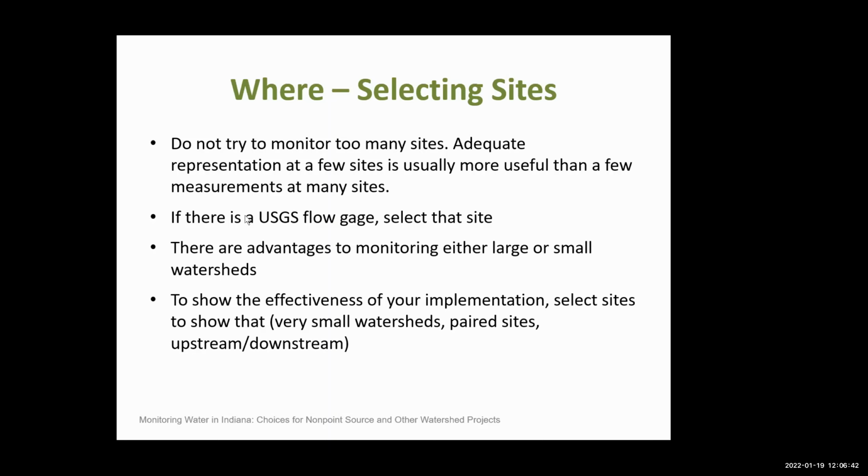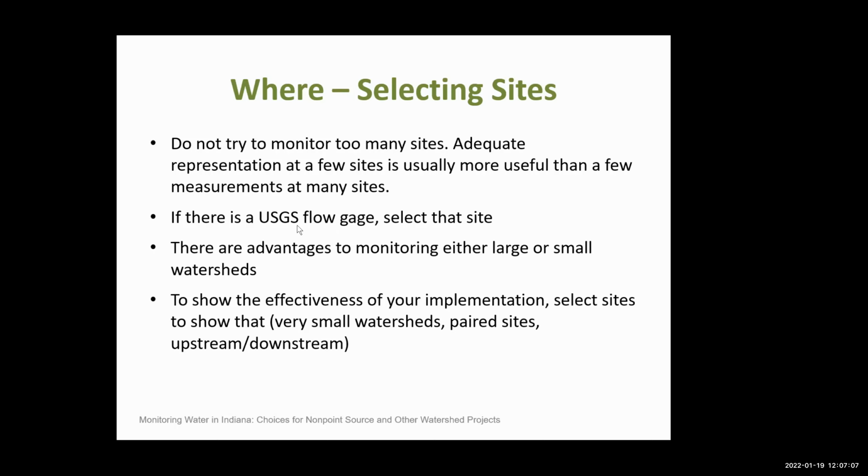Just because if you have a couple data points, you don't know what to do with that. It's very hard to know. If there is a USGS flow gauge, select that site, monitor right there. There's no good reason not to monitor as closely as you can, because that will really help in interpreting it. And unless it's particularly inaccessible, but I don't know why it would be, because why would USGS monitor there if it was inaccessible? So really strongly encourage people to do that.